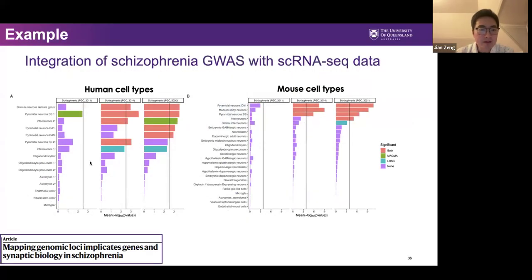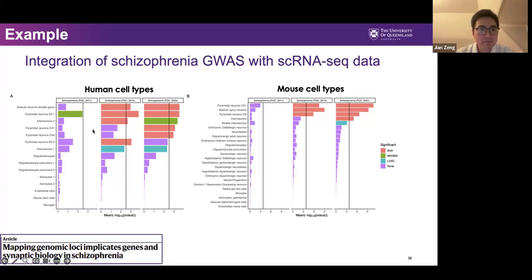This is just an example highlighted in that schizophrenia Nature paper. They look at the cell type from human data and the mouse data, and they integrate with the GWAS and try to see what cell types are implicated from this integrative analysis.